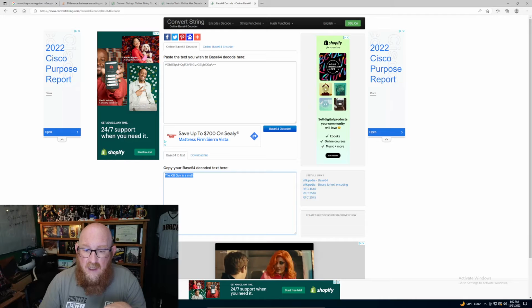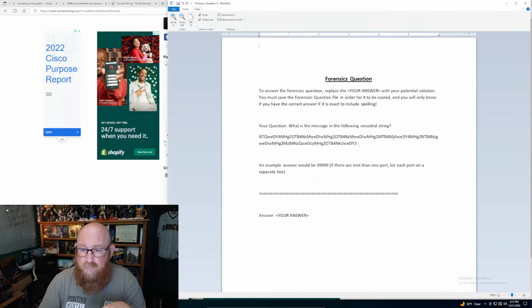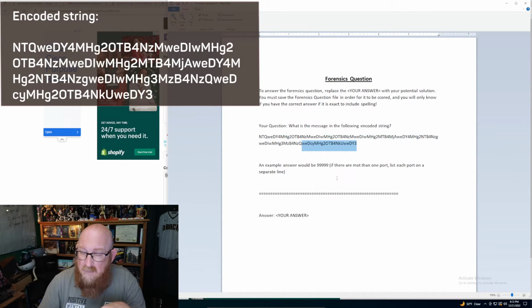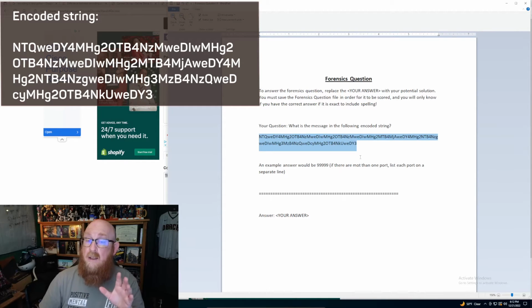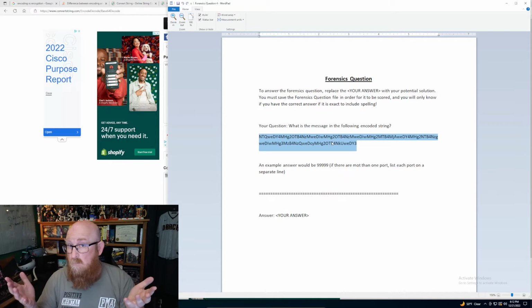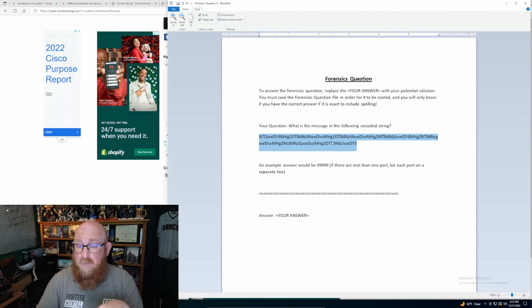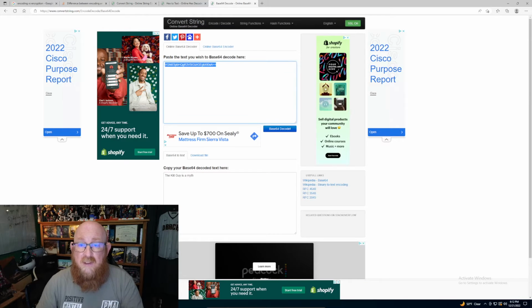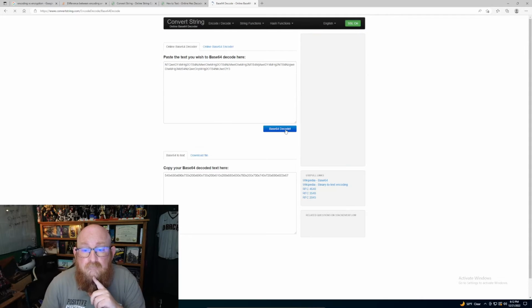Now you'll notice that I actually had a third one. This is a much longer string. And again, it's mostly just alphabet. There are some numbers in there. So what does this tell us? You're right, Base64. So let's take a look at it. Go back into here. We'll replace the old string and we'll decode it.